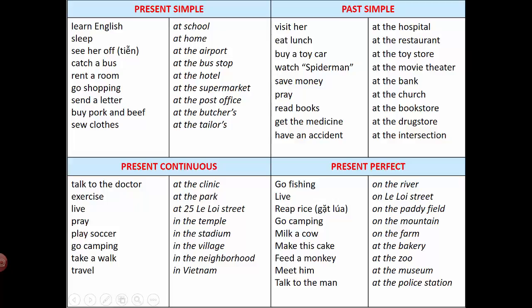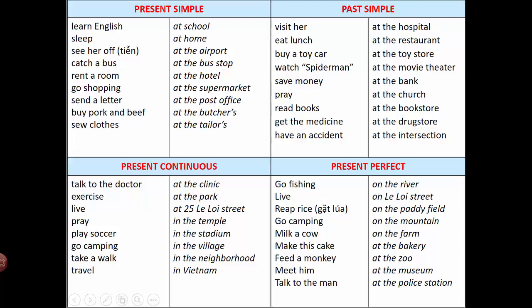All right. Where do you often send a letter? I often send a letter at the post office. Past simple, chúng ta thấy dùng quá khứ có là dùng yesterday hoặc mấy cái trạng từ quá khứ vào. Class, where did you visit her? I visited her at the hospital.